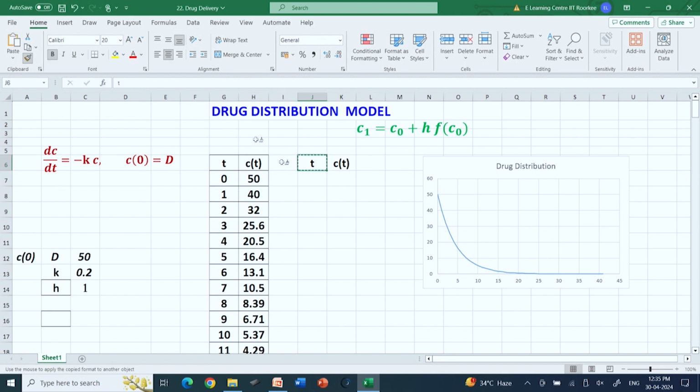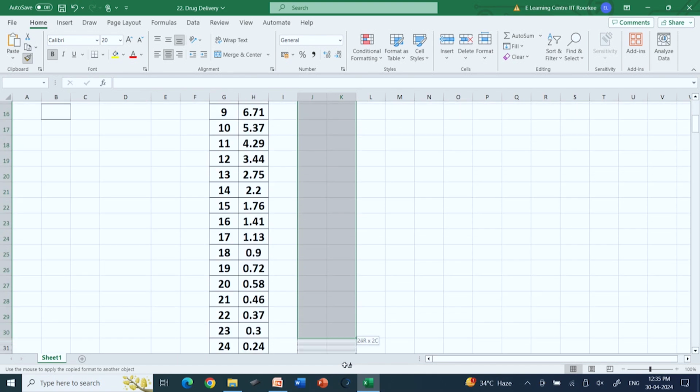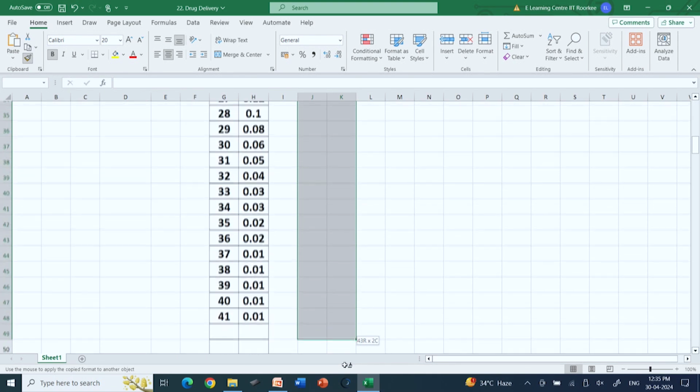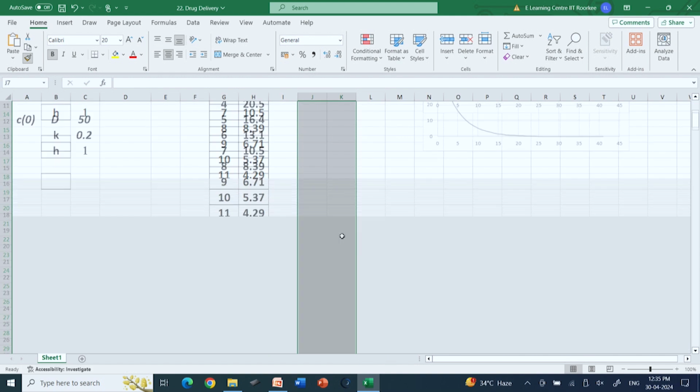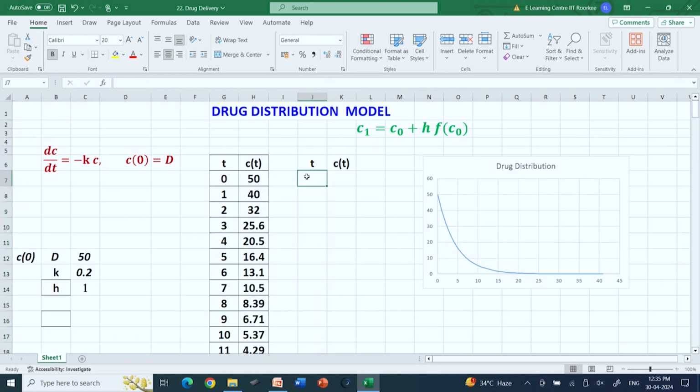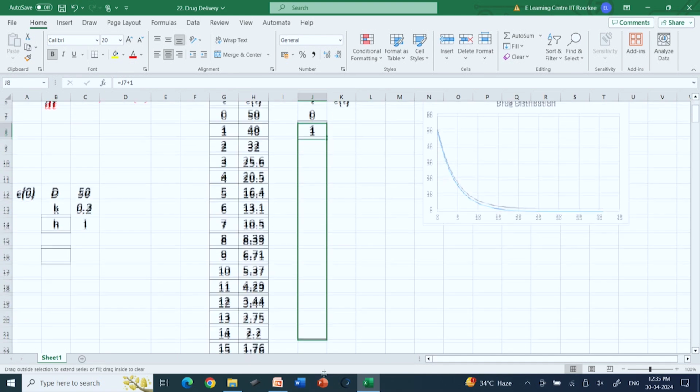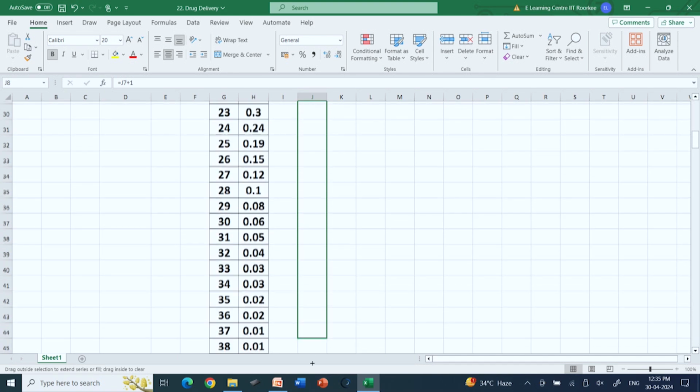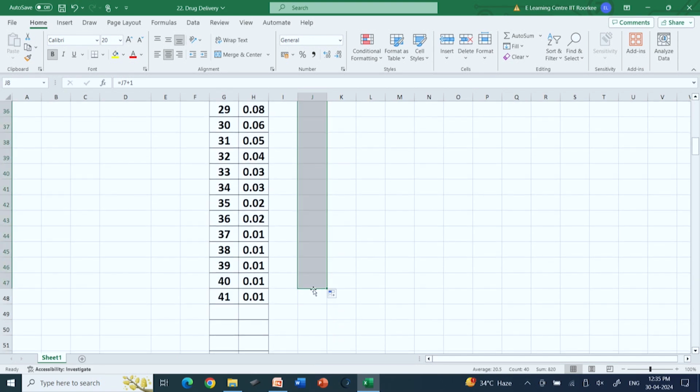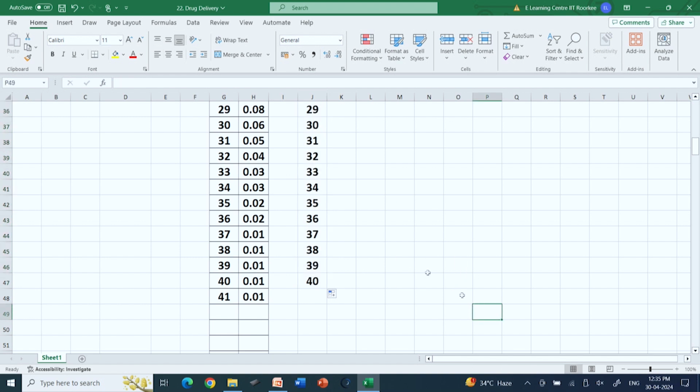So, let me plot about say 40 points. Okay, so first this is 0 and this value is 0 plus 1, and then I just drag to the next 40 points and up to 40.